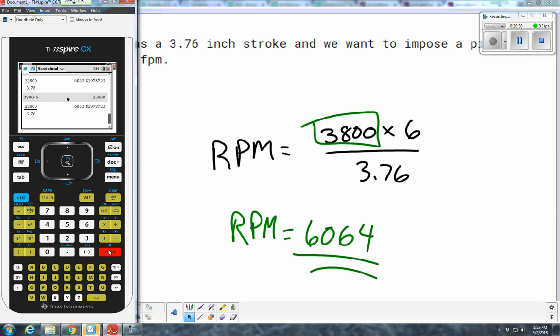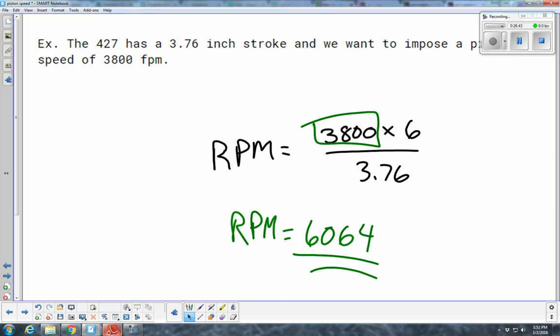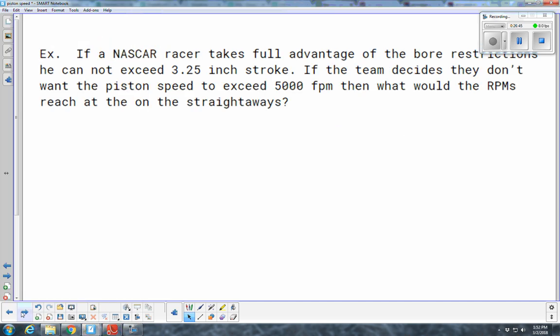Okay, so here we go. NASCAR has limits on your displacement. If you took full advantage of the bore, which has a restriction, I think it's 4 1/8, that would limit you to a 3.25 inch, or 3 1/4 inch, stroke. So if the team wants to keep the piston speed within 5,000 feet per minute, what would that RPM limit be on the straightaway?